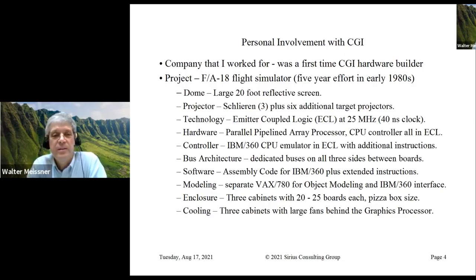The type of hardware was a parallel pipeline array processor with a CPU controller, and they're all in ECL. The controller was really an IBM 360 CPU emulator in ECL with some additional instructions to control the array processor. The bus architecture was simple, dedicated buses on all three sides between boards. Software was assembly code for the IBM 360 instruction set plus the extended instructions. And the modeling was done separately on a VAX 780 with object modeling, and then had an IBM 360 interface to download it to the array processor.